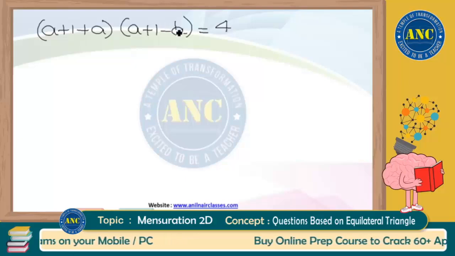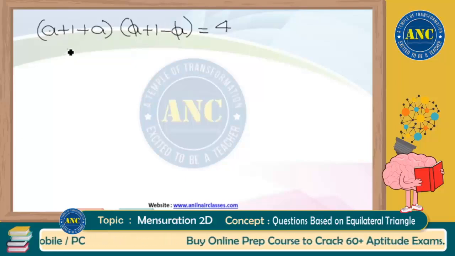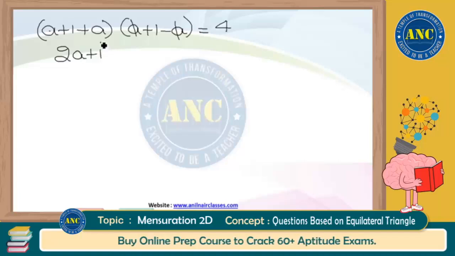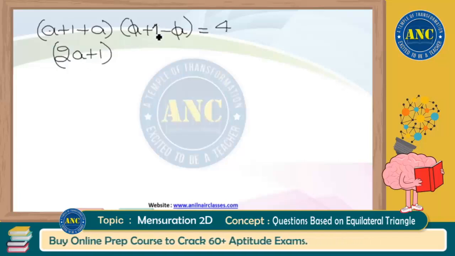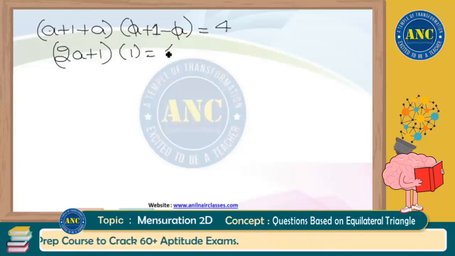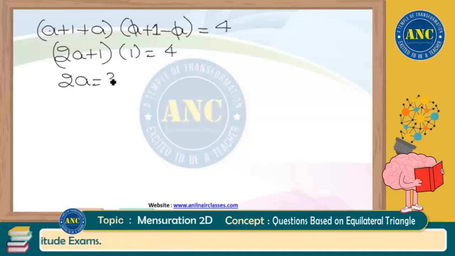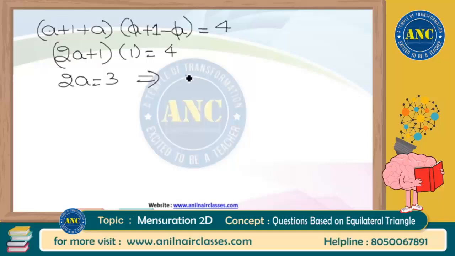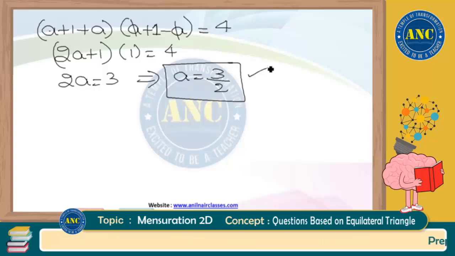And this a will cancel. A plus a is 2a plus 1 into a cancels. Here you are left with 2a plus 1 is equal to 4. So 2a is equal to 4 minus 1, 3. A value is nothing but 3 by 2. That means they are asking you to find the length of the side of the equilateral triangle. That length I have taken initially as a meters, and that is the value I got, 3 by 2.